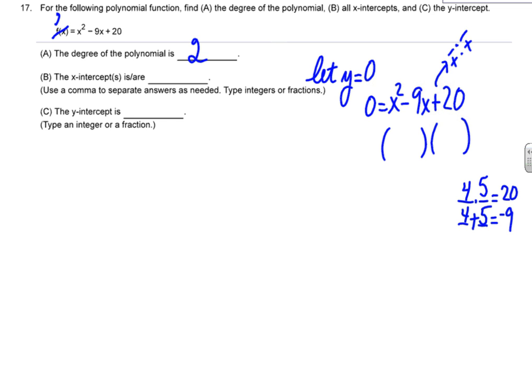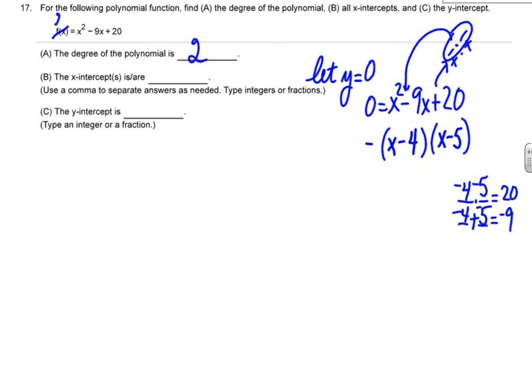Once you see that, if you go to the middle section here, that's the addition side. We know that both of those have to be negative times negative. So negative times negative gives me 20, and when I add two negatives, I get a negative. So now all I have to do is say x minus 4 and x minus 5.